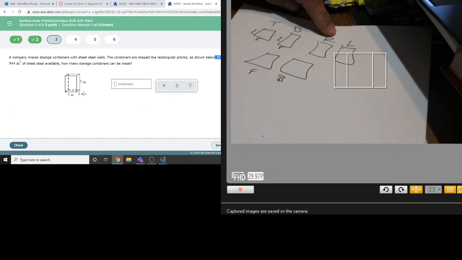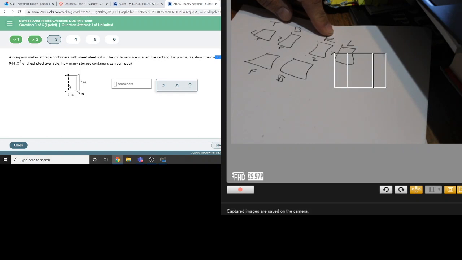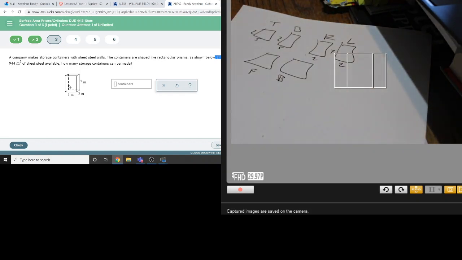I then have right and left. The right side is 2x7, which means the left side is also going to be 2x7. I'll leave that 7 there to denote that it goes to both. And then we have front and back. The front is going to be 5x7, right?